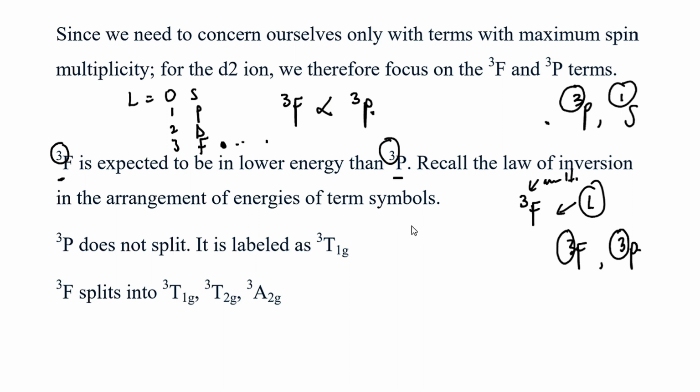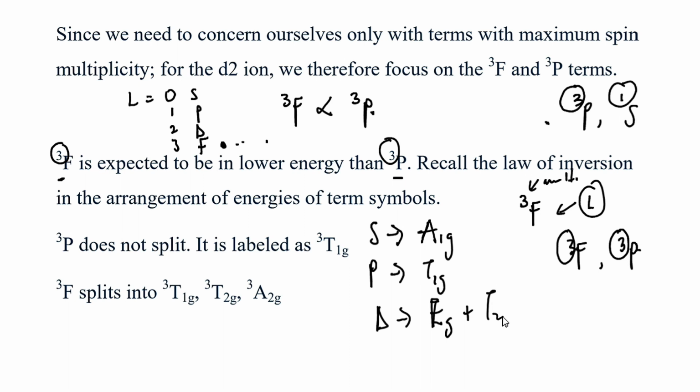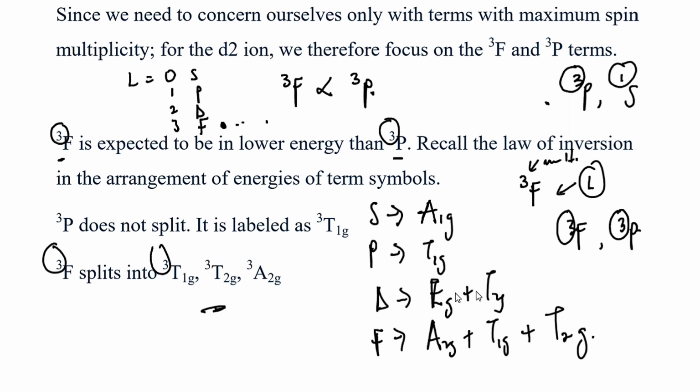Now from point group symmetry, we're able to see that the S orbital splits to A1g, P orbital splits to T1g, D orbital splits to Eg and T2g, and F orbital splits to A2g, T1g, and T2g. So that's what we have here. We have to include the multiplicity in various cases.